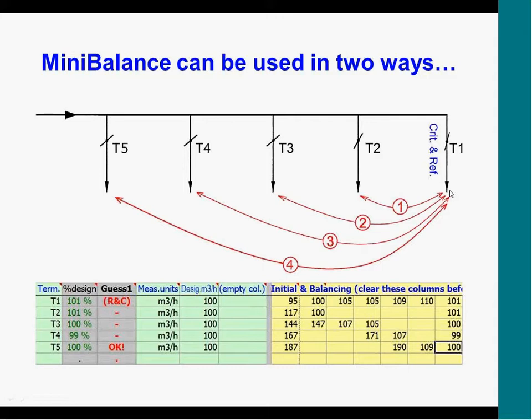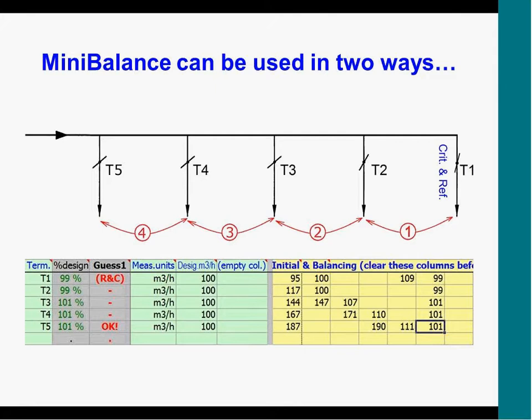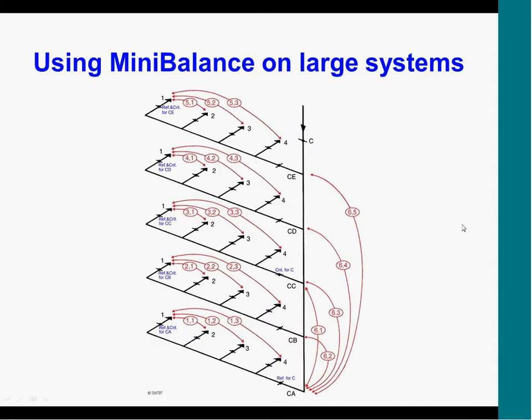So it can be used in that way, but a good way of using Mini Balance is doing what I call the chain method, you could say. You start at the end and use the reference there to balance terminal 2, and you can use terminal 2 as a reference to balance terminal 3, and so on. So you walk from terminal to terminal, and it should be quicker. Or you can use any combination of those two extremes of balancing. So you can return to the reference terminal as often as you want.